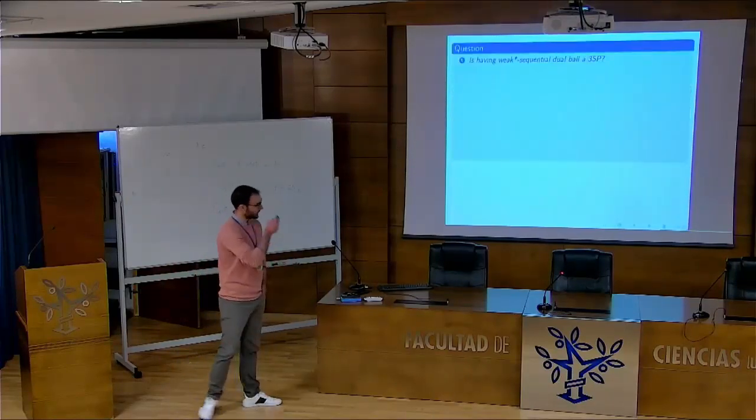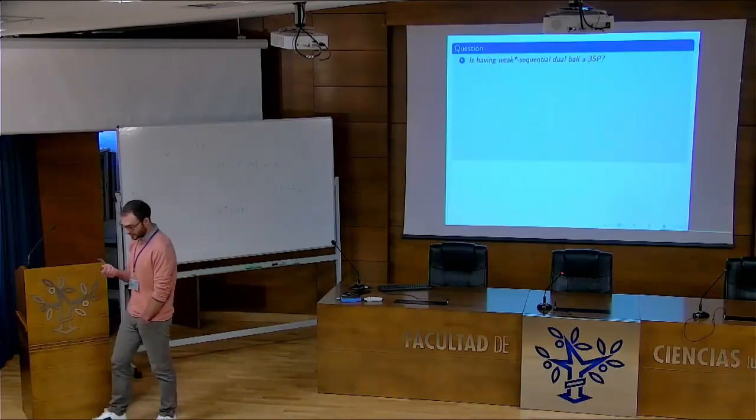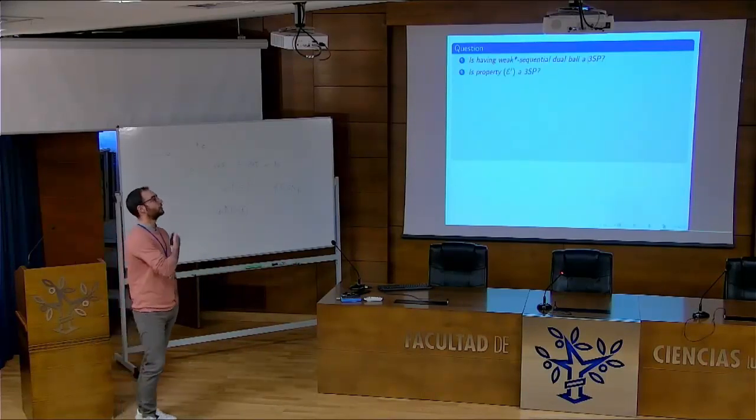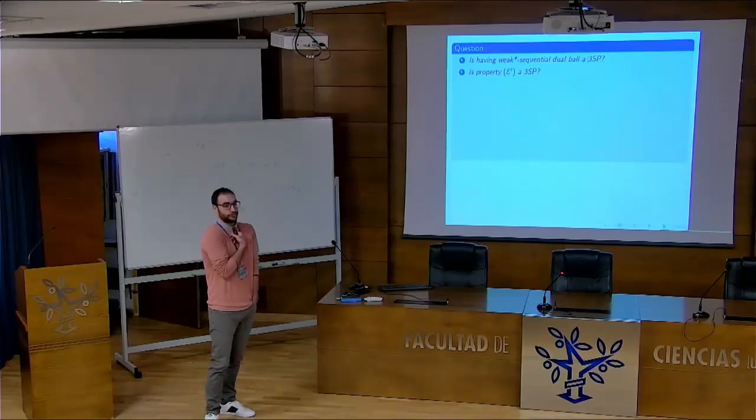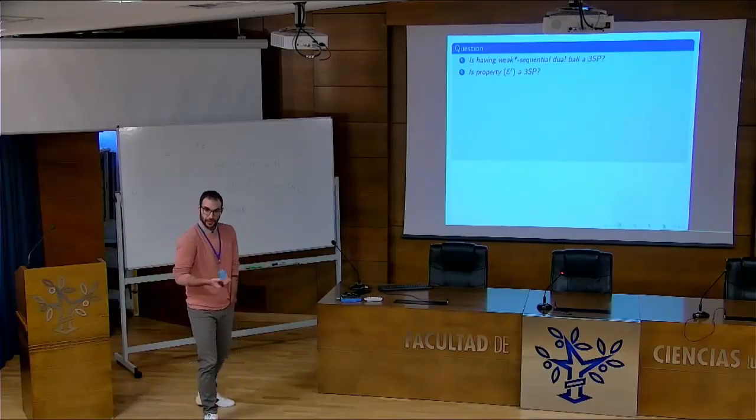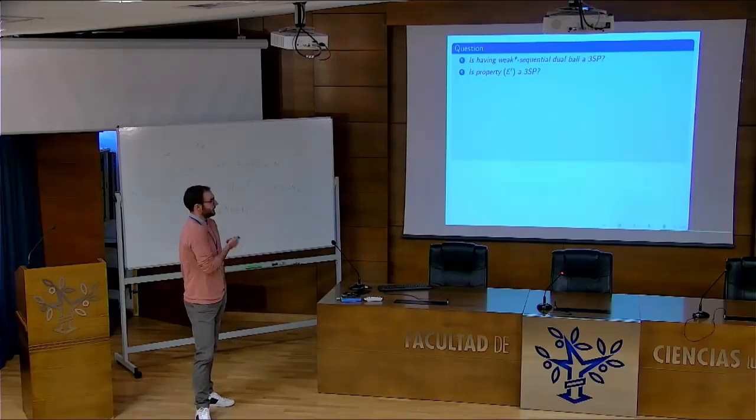So, as I said, I don't know whether having weak-star sequential dual ball is a free space property. I don't know whether property E prime is a free space property. I really think that the answer is going to be affirmative. Maybe it's not so difficult to adapt the proof.